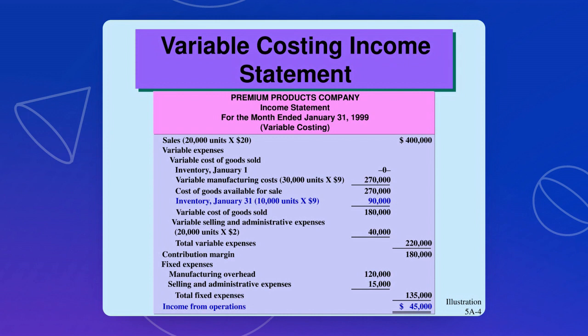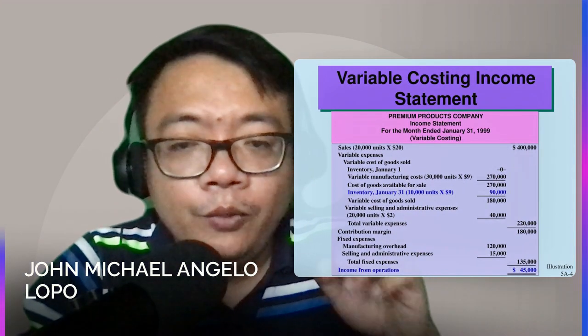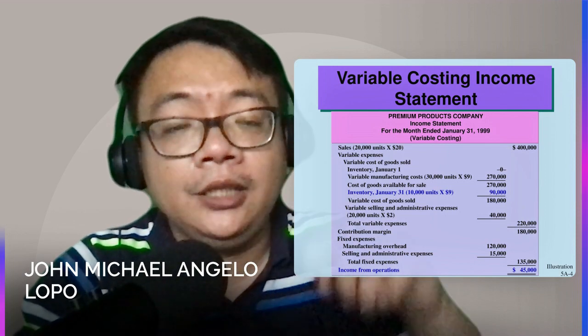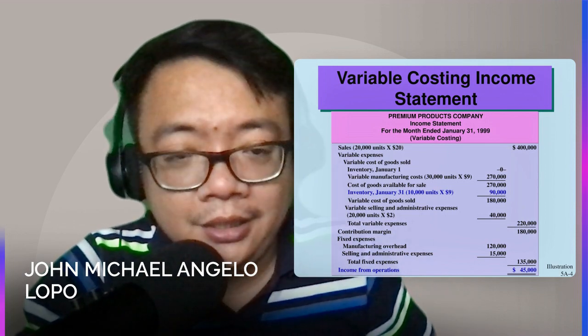Cost of goods available for sale is 270 since you have 0. Then, inventory, January 31, 10,000 times 9, you have 90. And the variable cost of goods sold is 190. Please take note, ito class ang sinasabi ko kanina. When you compute for the variable cost, it includes all your variable overhead, including your variable selling.